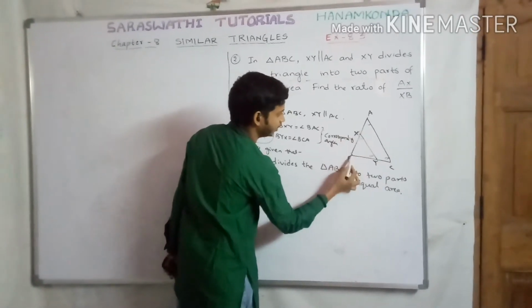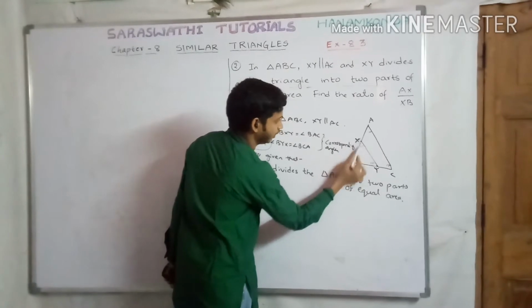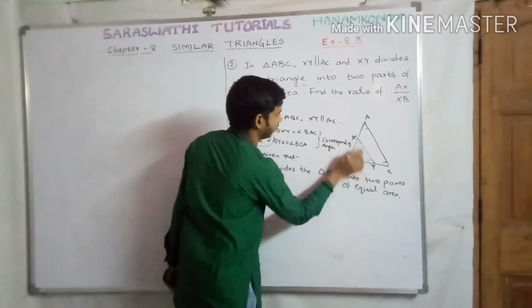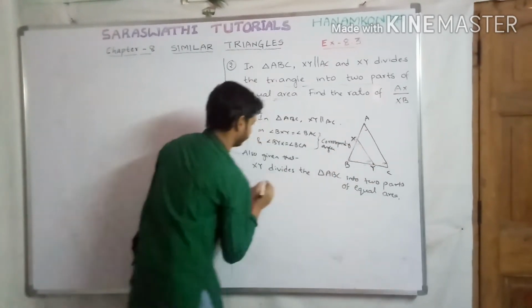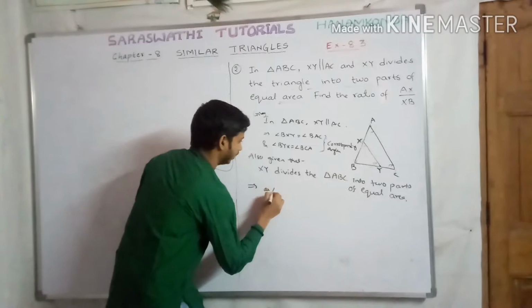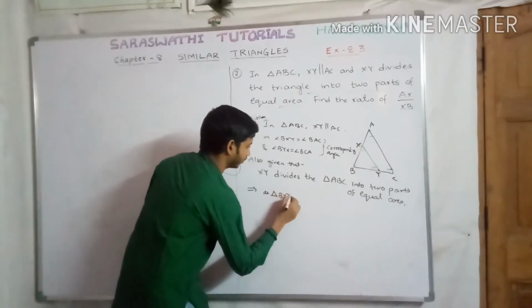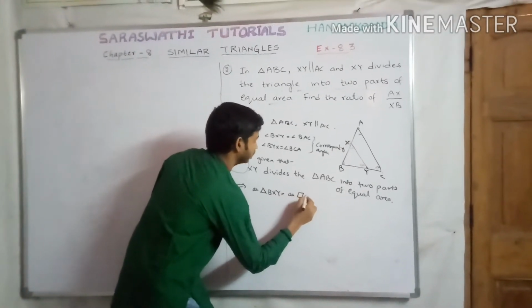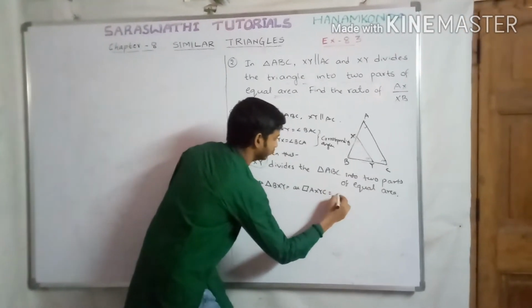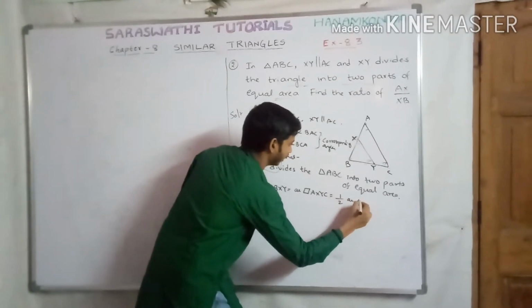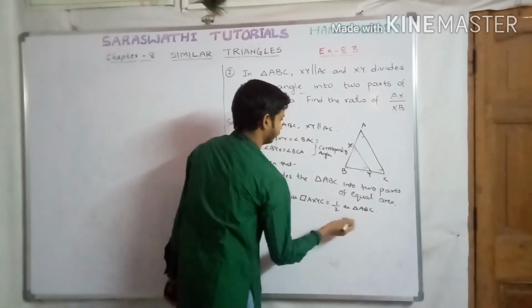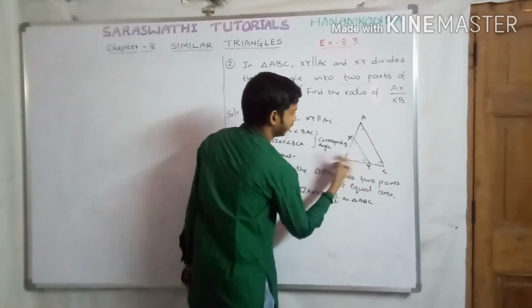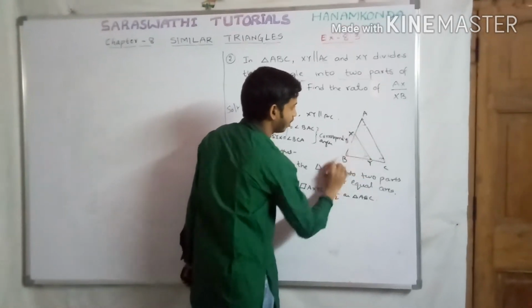That means the area of triangle BXY and the area of quadrilateral AXYC are both equal. So it implies the area of triangle BXY equals the area of quadrilateral AXYC, which equals half of the area of triangle ABC. Since XY divides the triangle into two equal areas, both are half of the given triangle.